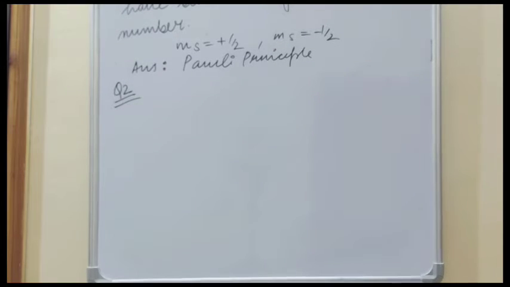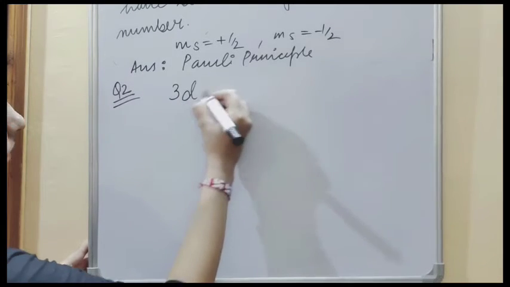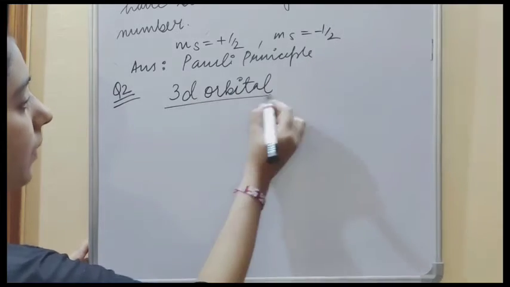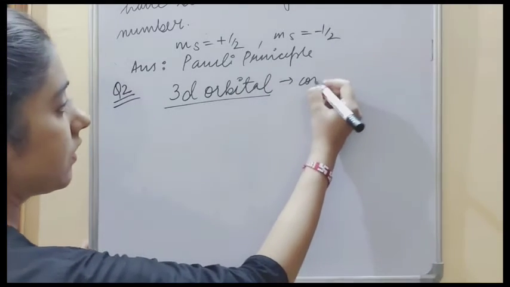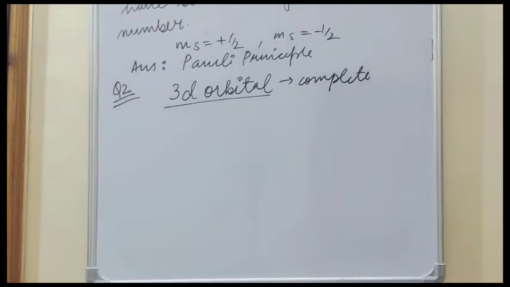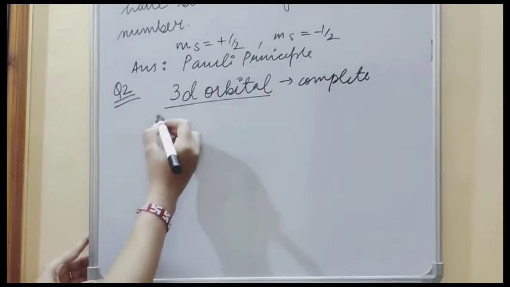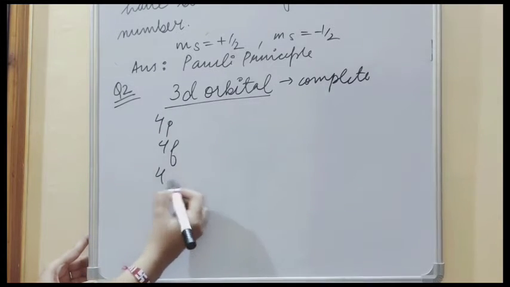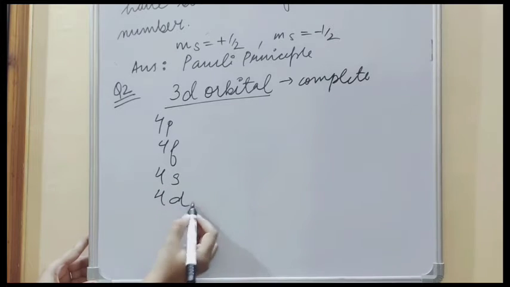Okay, now second question. It says that when the 3d orbital is completely filled, then the next electron will enter in which orbital? The options are 4p, 4f, 4s and 4d.